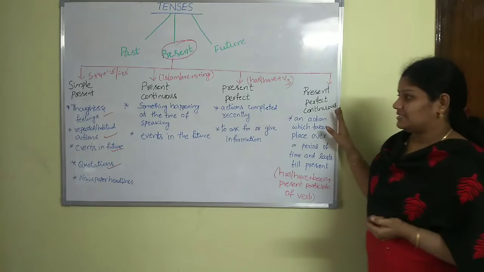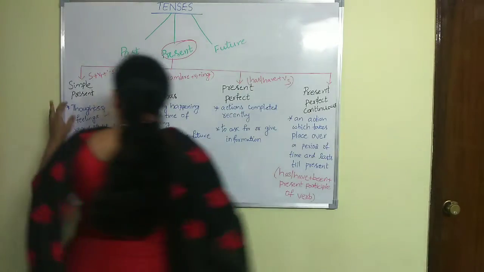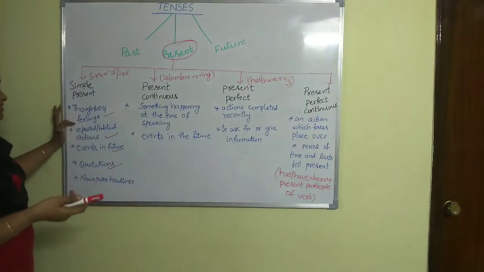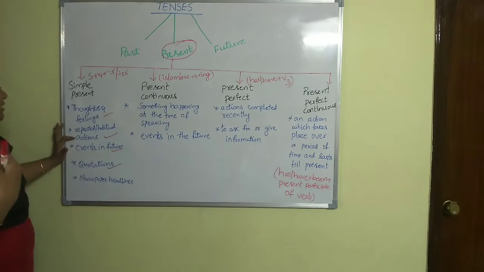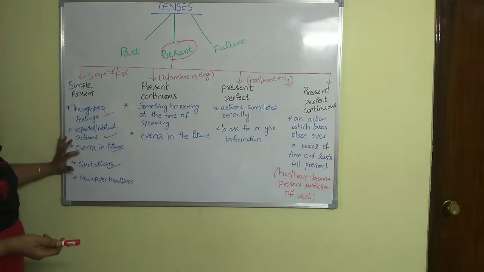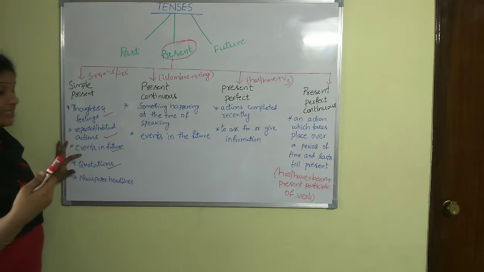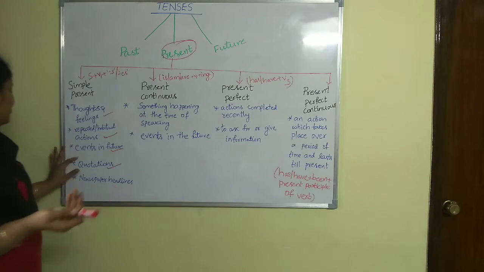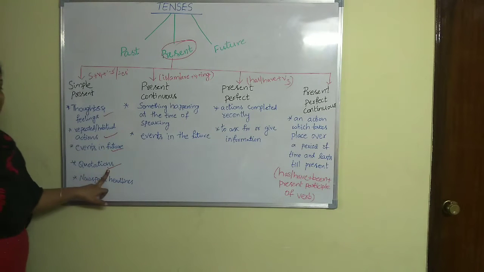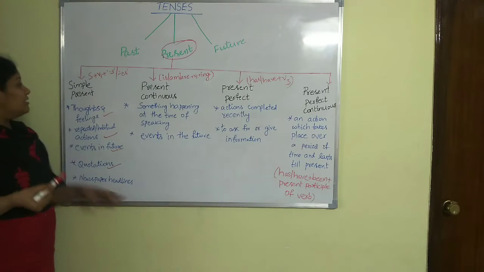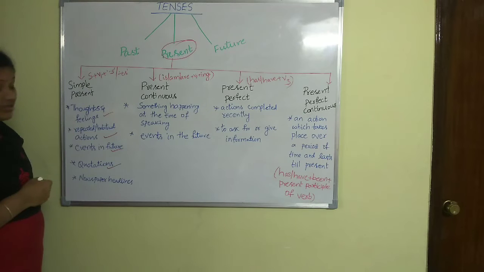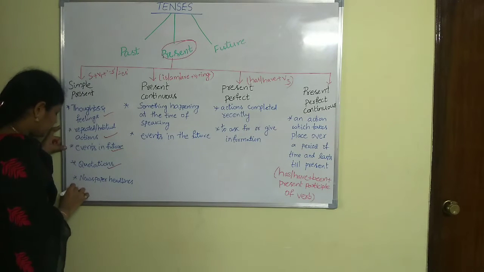perfect continuous tense. Simple present is used to express our thoughts and feelings, and the actions which take place repeatedly or habitually, and events in the future sometimes, as I have taken one example also. And then to express quotations of famous personalities and also for newspaper headlines we use simple present tense, and also for universal truths it is used.